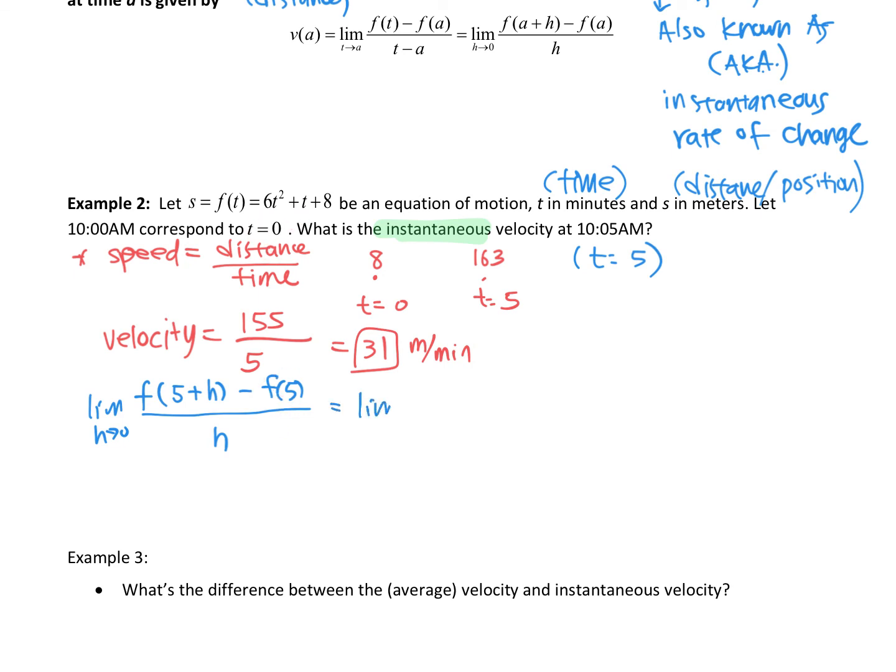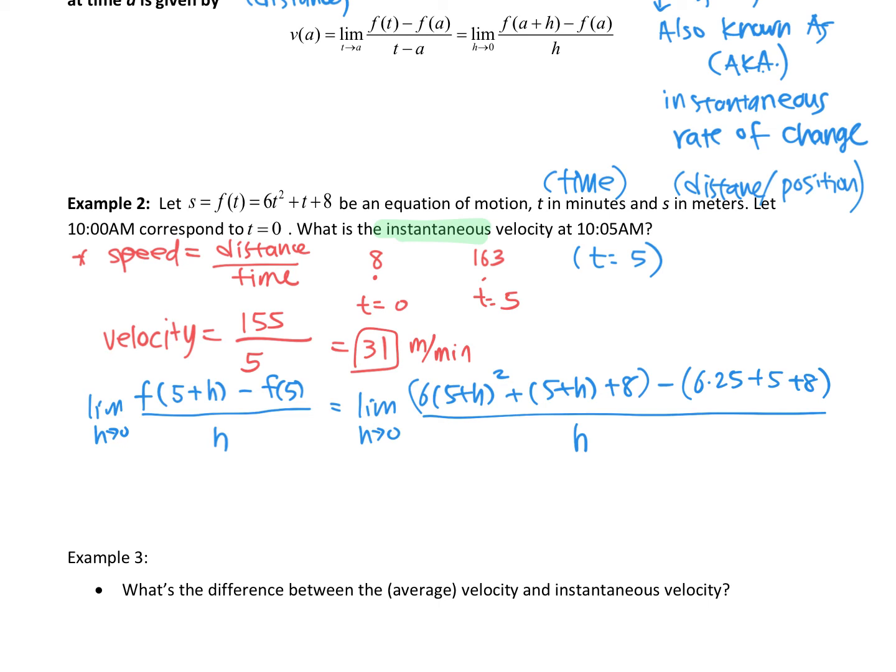So limit as h goes to 0, that's 6 times 5 plus h squared plus 5 plus h plus 8, minus. This part, so now I have to subtract this part, f of 5. So I'm going to plug in 5 into this equation. So 6 times 5 squared plus 5 plus 8. So minus 6 times 25 plus 5 plus 8, over h. That's a lot of writing.